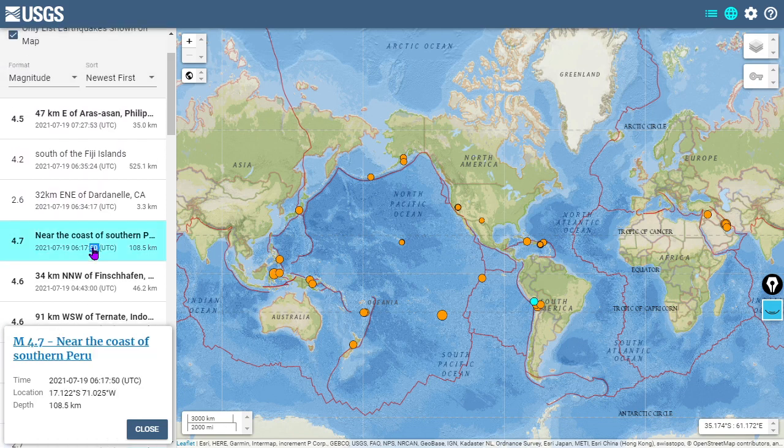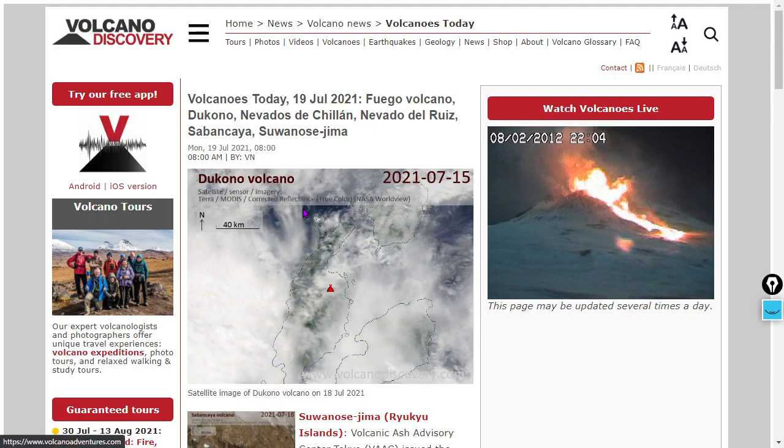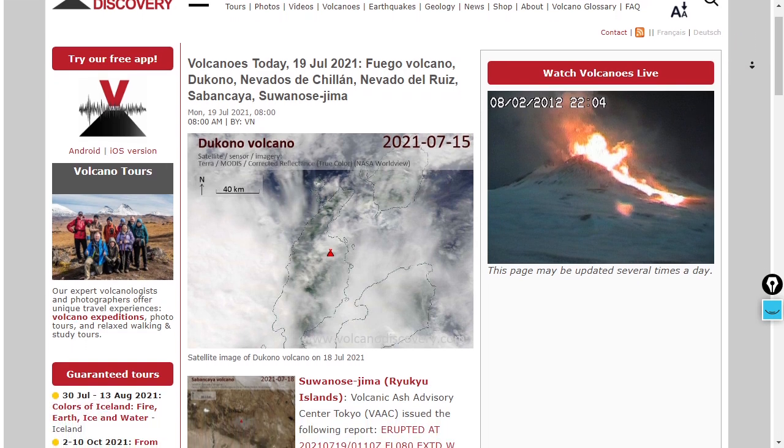Here's one in the southern portion of Peru, a 4.7 magnitude. And another 4.2 at extreme depth near Fiji. 525 kilometers estimated depth. Let's check volcanism now that we did seismicity.